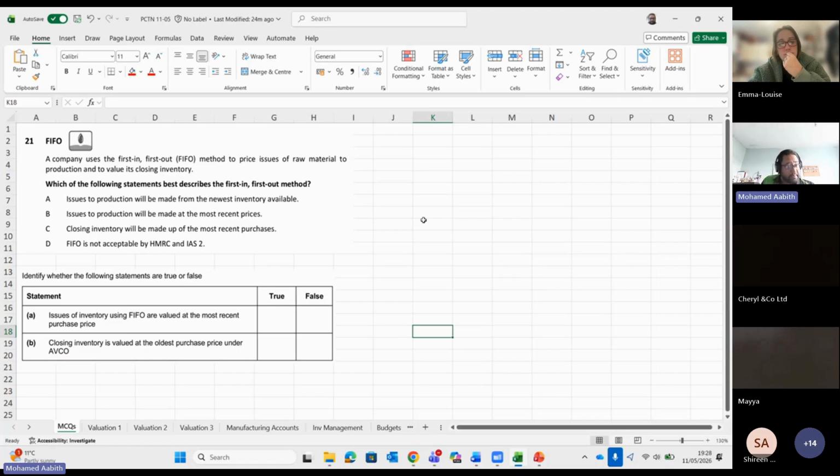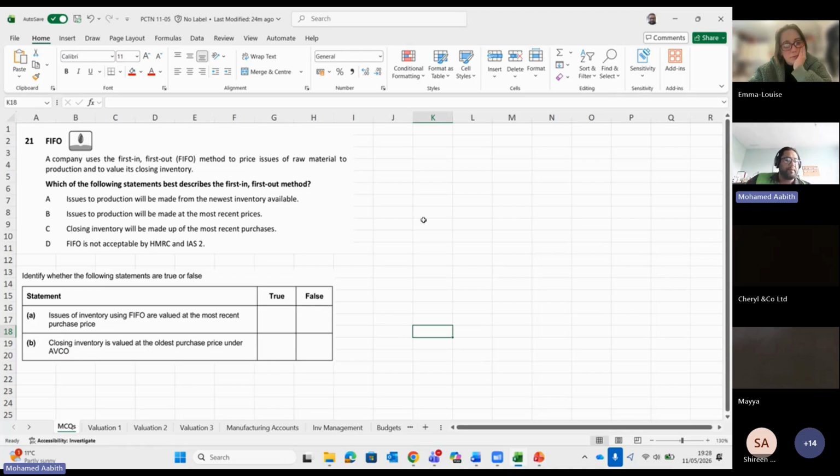Again, the newest means recent prices as well, isn't it? So that is again LIFO. Now, the closing inventory will be made up of the most recent purchases. That means after I issue my stock, whatever is left over is my most recent purchases. Absolutely. When I'm doing FIFO, I'm only going to issue my oldest purchases, not the recent purchases. So whatever is left in my inventory, which is my closing inventory I'm talking about, will be my recent purchases. So that is correct.